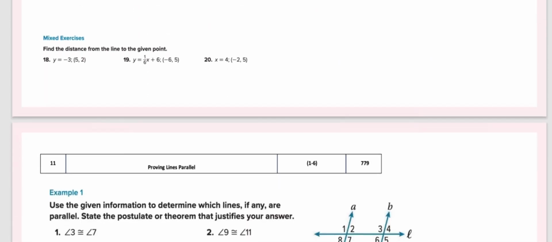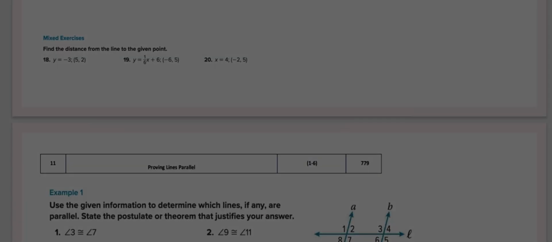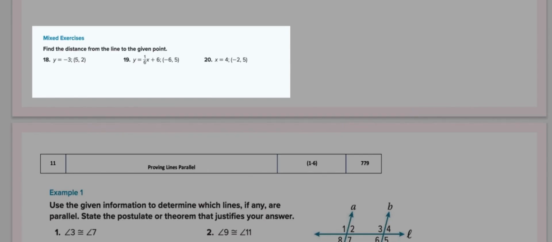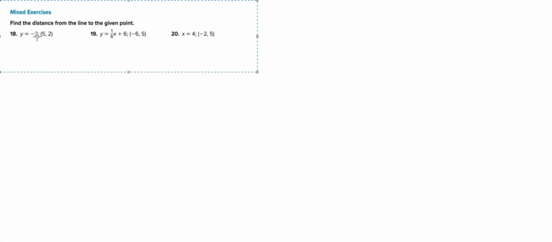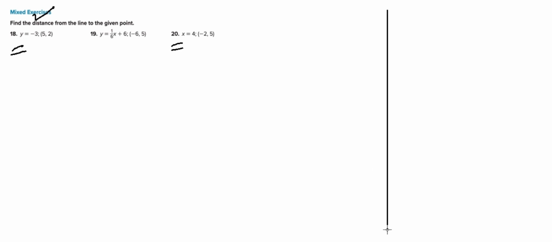Now these questions 18, 19 and 20. Let me take these three questions. It has a different formula here. Why? Because we need to find the distance from the line to a given point. 18 and 20 are very easy. How to do it? Very easy. Look here, graphically you can do it. Question number 18.